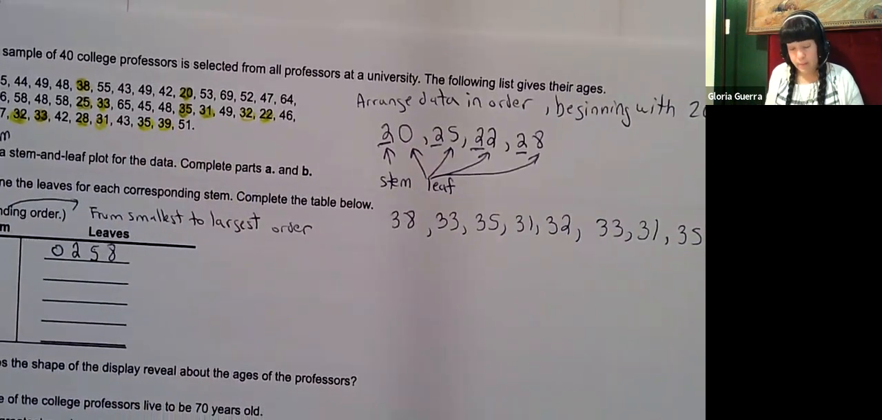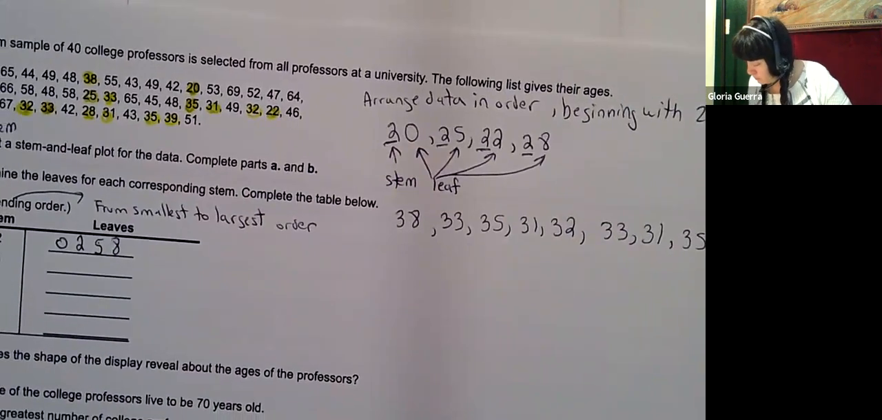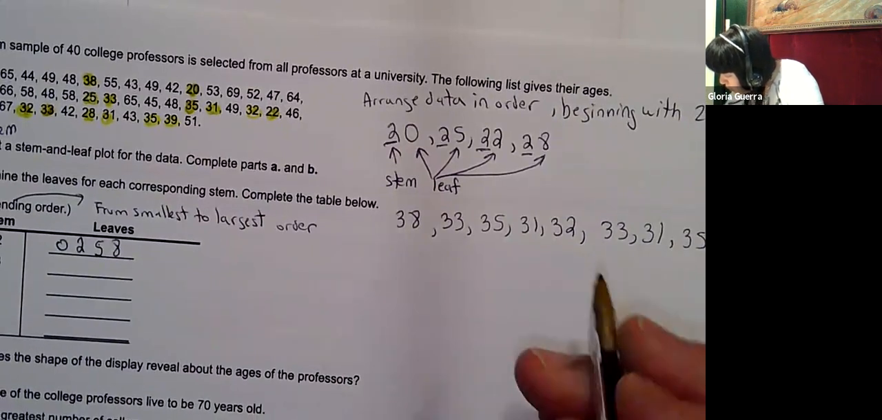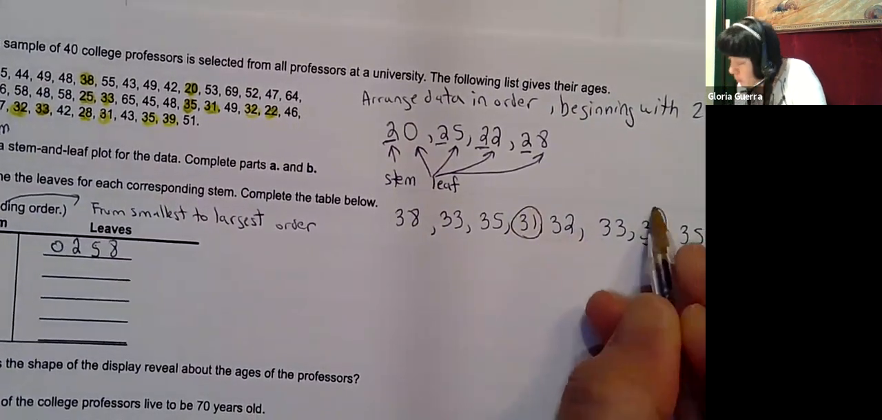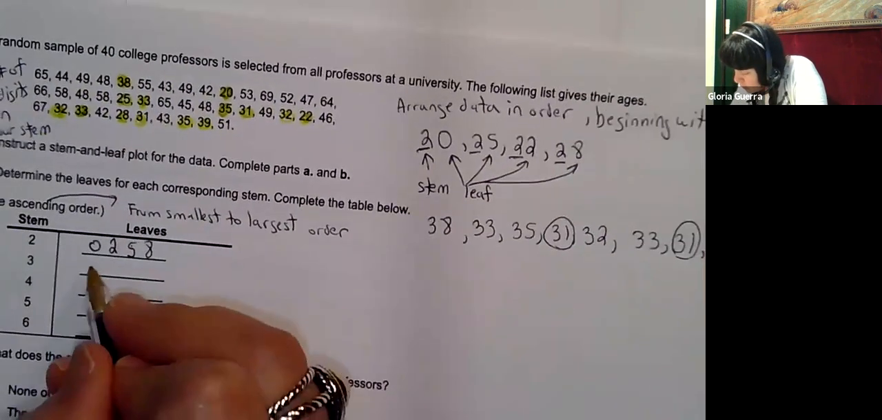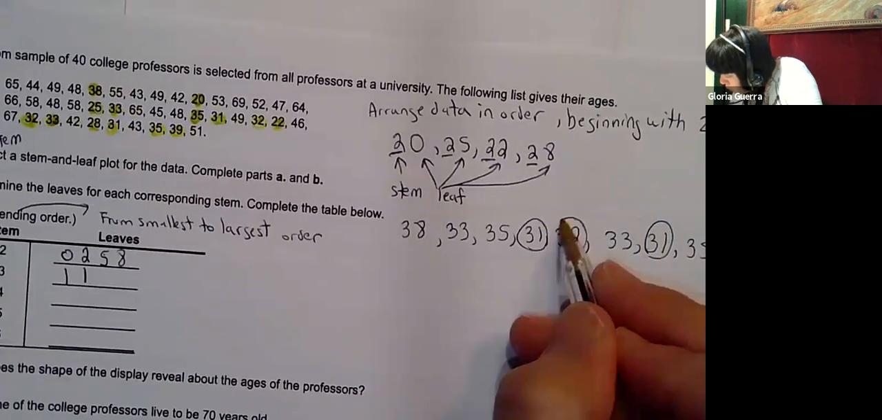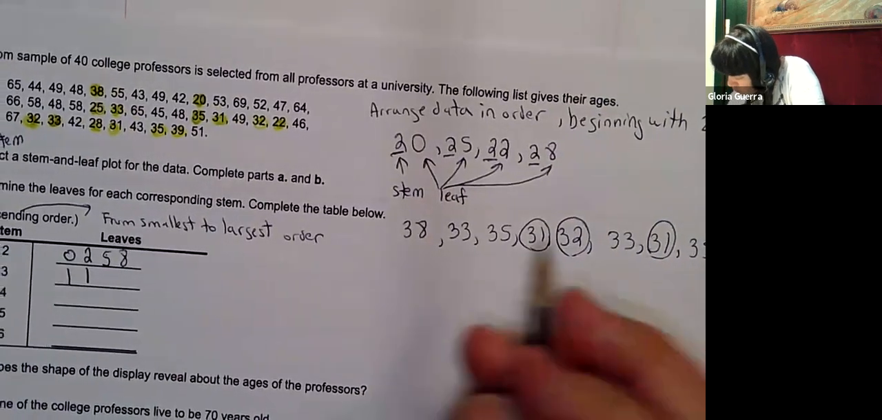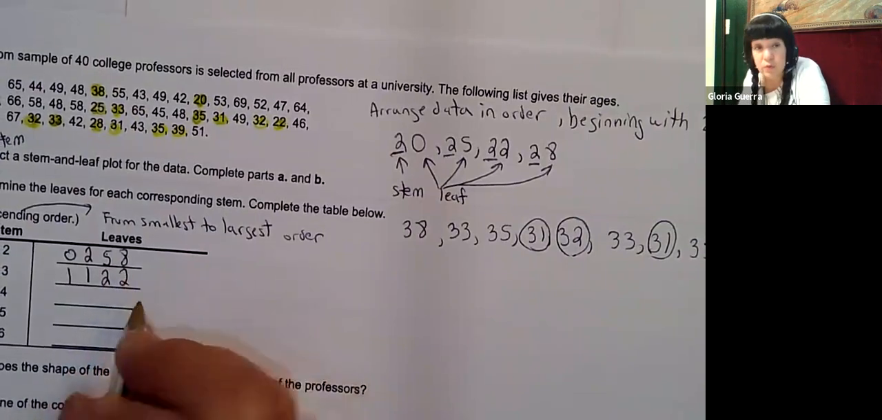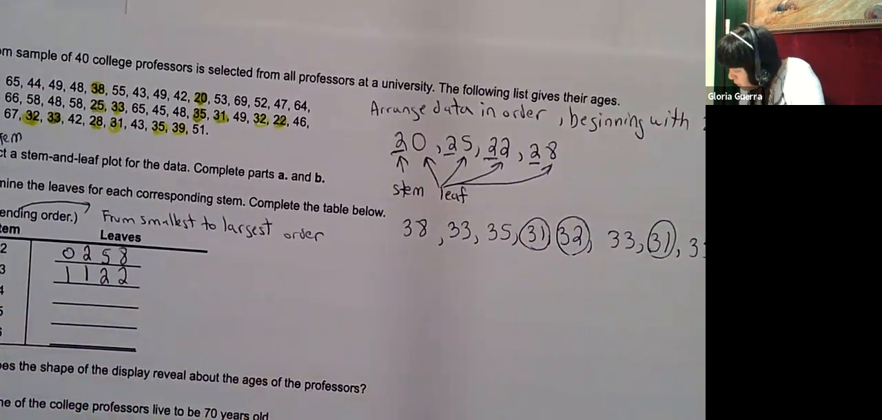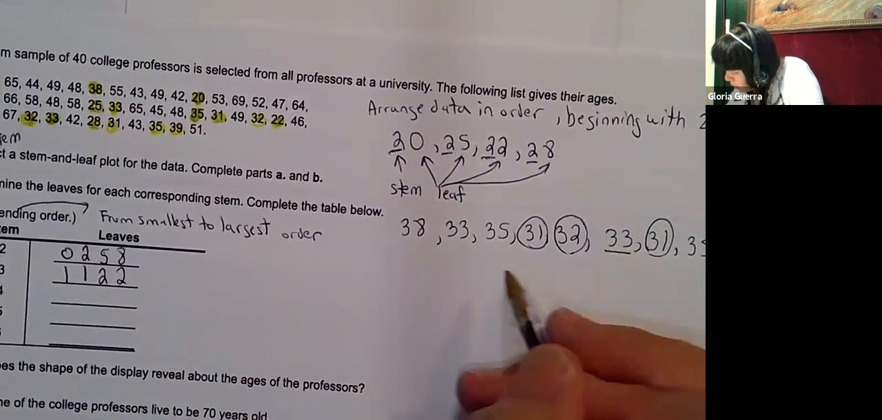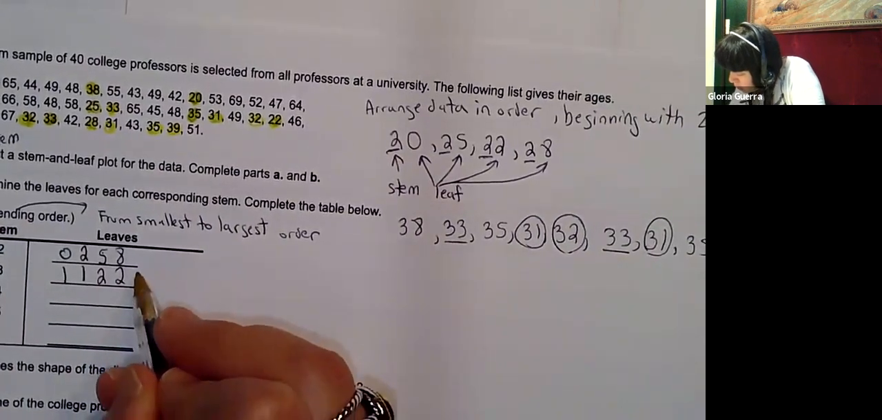Okay, so again, if I put them from smallest to largest, I don't have any 30s, but I have a couple of 31s. So see how I'm going to line these up like that. And I have a couple of 32s. So I'm going to put 2 here because I already have the 3 there. So 32s. And then I have two 33s.